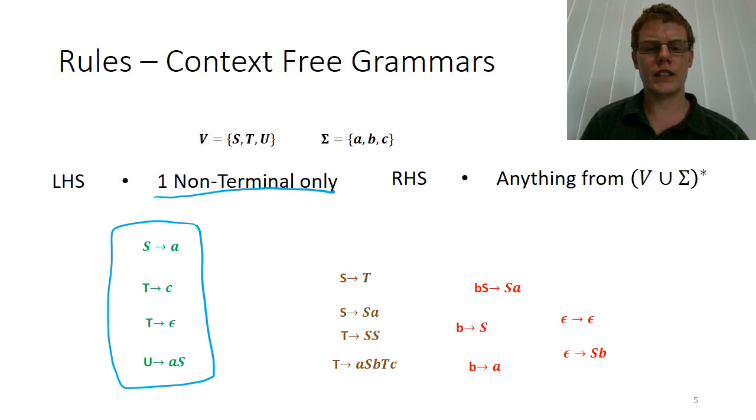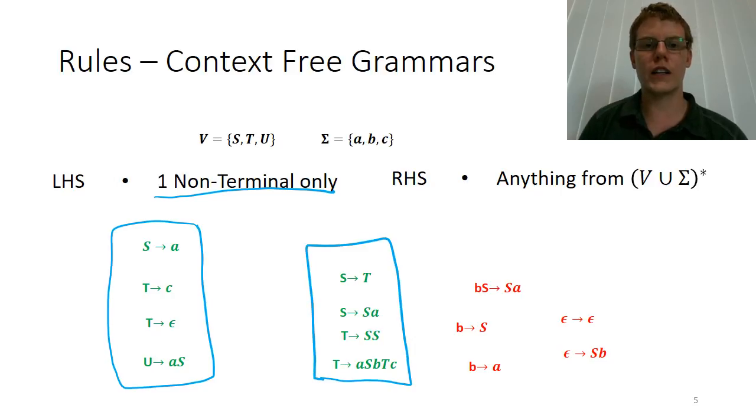But also this set in the middle here, which were invalid rules for a regular grammar, now become valid rules for a context-free grammar. So I'd like you to pause just for a second here and make sure in your own head that you're happy with the fact that all of those are valid rules according to these definitions of what can be on the left and right-hand sides.